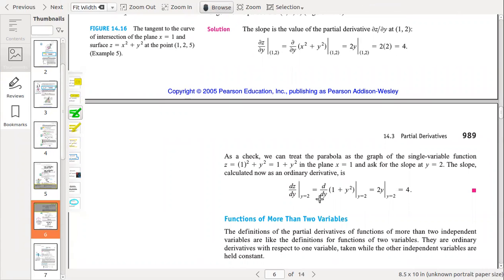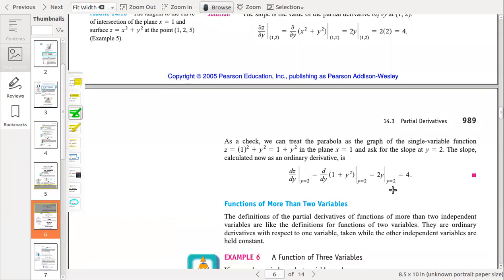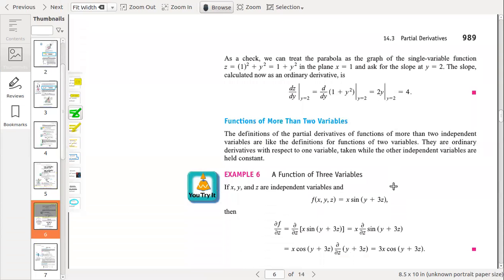And so as a check, we can treat the parabola as the graph of the single variable function z is equal to x square plus y square, at plane x is equal to 1, and ask for the slope at y is equal to 2. The slope calculated now as an ordinary derivative is 1 plus y square, also equal to 2y. So our answer is the same. It means we have done it in a good way.